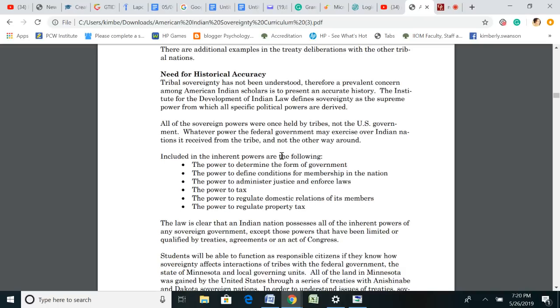But it says here, all the sovereign powers were once held by tribes, not the U.S. government. Whatever power the federal government may exercise over Indian nations is received from the tribe, and not the other way around. And see, that's the big problem. Even though we create our own tribes, the issue is that the United States wants to plant a firm hold over everything that's decided upon.